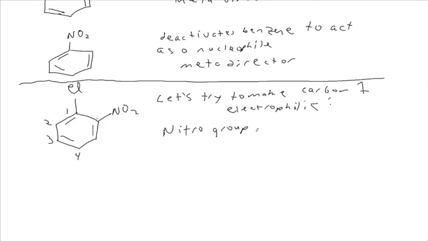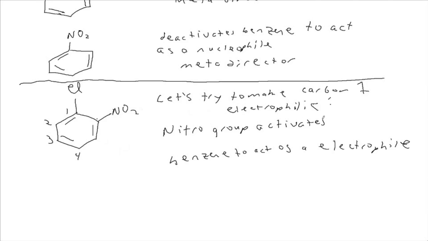Okay, so let's go back to my screen. So if we want the benzene to act like a nucleophile, does the nitro group activate or deactivate the benzene to act like an electrophile? It activates it to act as an electrophile. And when is the nitro group most effective at that, in the ortho, para, or meta positions? In the ortho or para positions relative to the other substituent, the halogen.